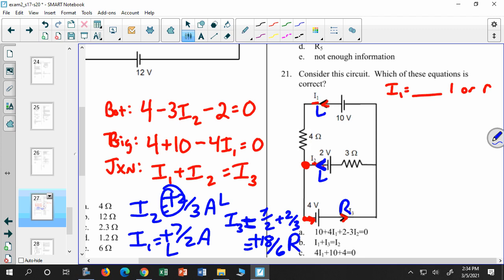So for I1, if it's to the left, you just circle left. You give I1 as 7/2. I'll have a blank there for you, and you circle left or right.